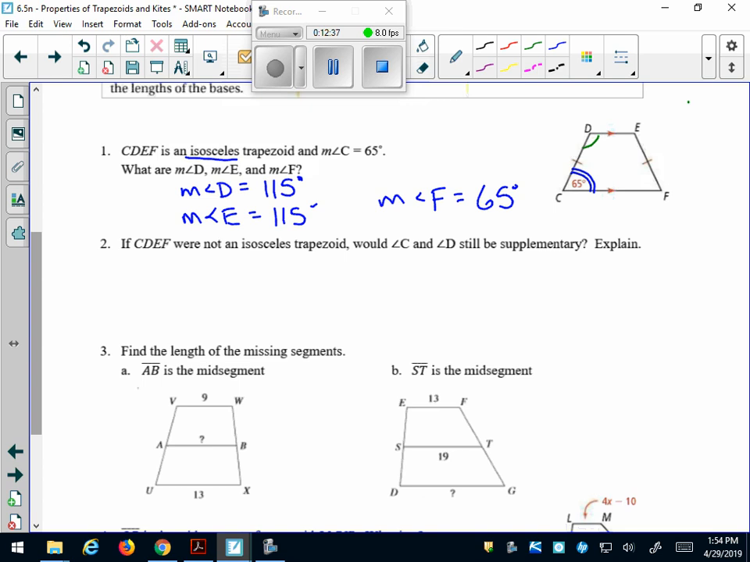So this is all having to do with the properties of isosceles trapezoids. Base angles are congruent, and both sets of base angles are congruent. Okay, if CDEF were not isosceles, would C and D still be supplementary? Yes, we talked about this already. Why? Because same side interior angles are always going to be supplementary if lines are parallel, right?